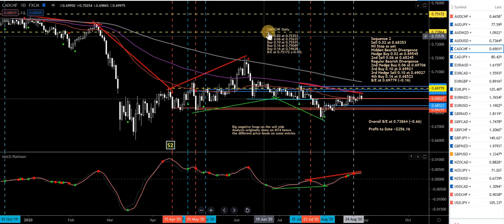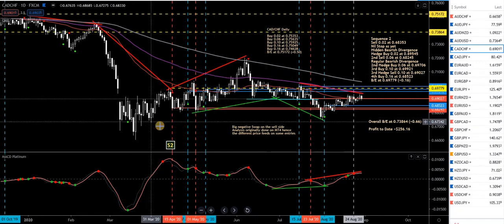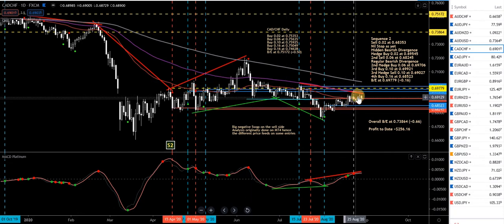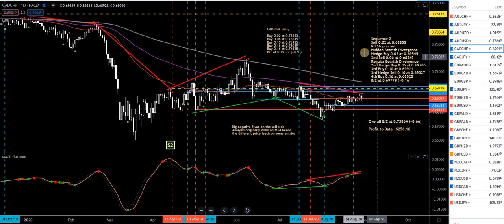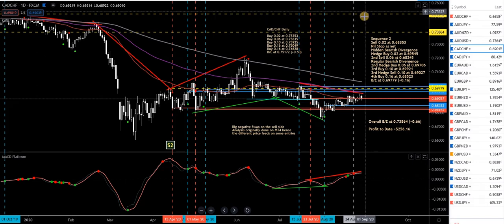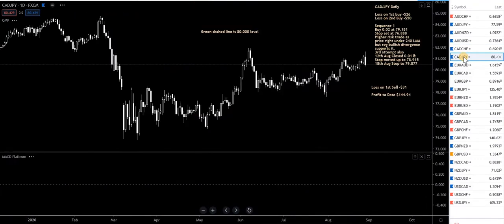This is a slow moving pair. It's a Cad Swiss. In the meantime, as you can see, I've been stuck at even in sequence 2 for a long time. There's my break-even level for sequence 2. You can read all my notes here. Just trying to add to my profit and work my way up towards this area here where I can start closing out these trades. Bit of a drawn-out process, but I'll continue on with it. And in the meantime, hopefully other pairs are creating profit for me.